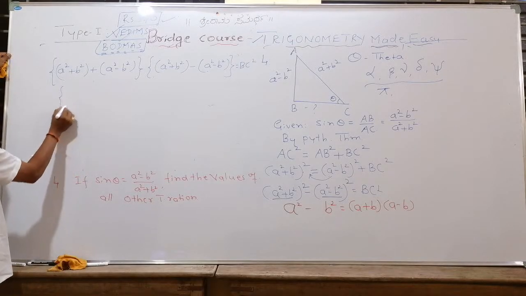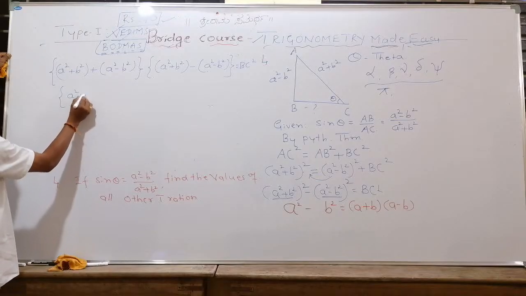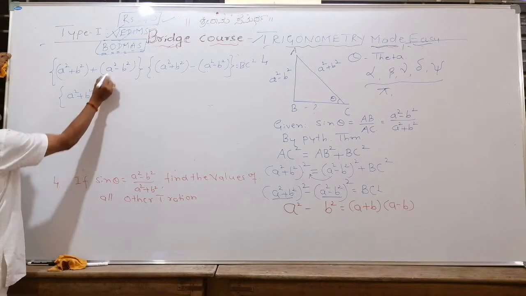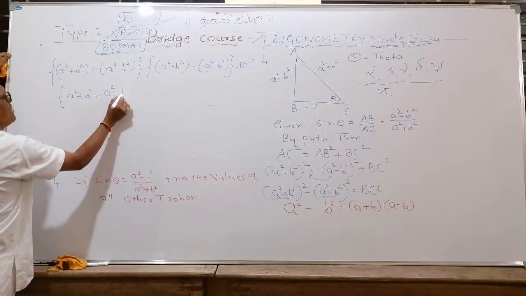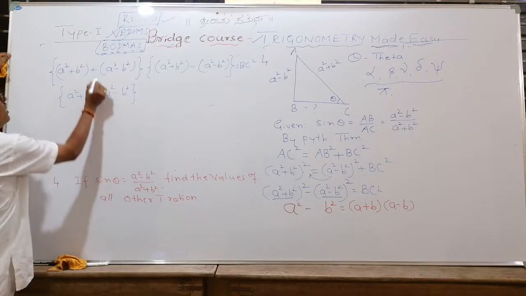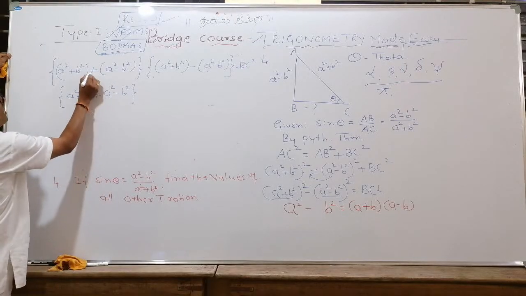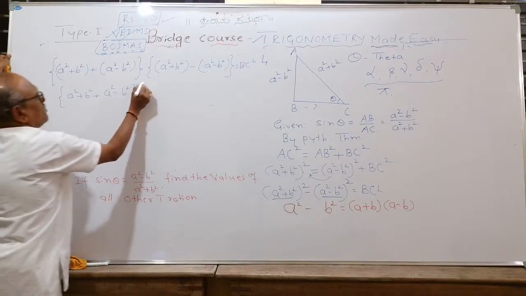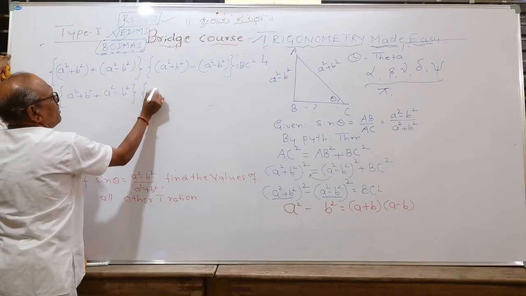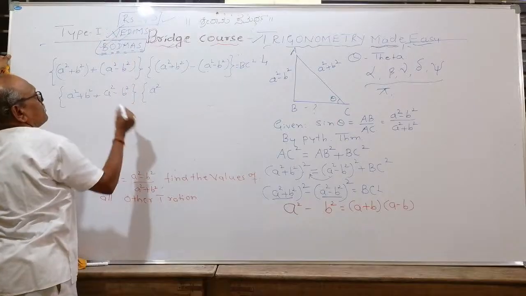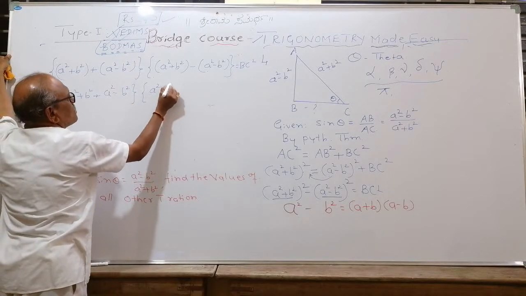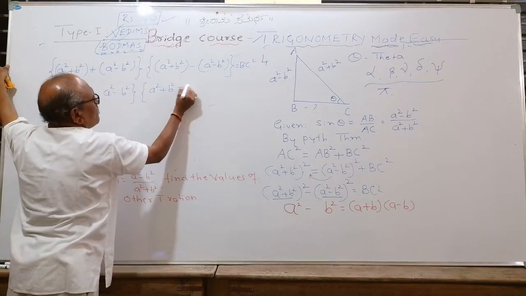Observe. Let me remove the bracket. a square plus b square plus a square minus b square. Plus into plus becomes plus, plus into minus becomes minus. Removing bracket is very, very important. This is BODMAS. a square plus b square. Remove the bracket. Minus into plus is minus a square.